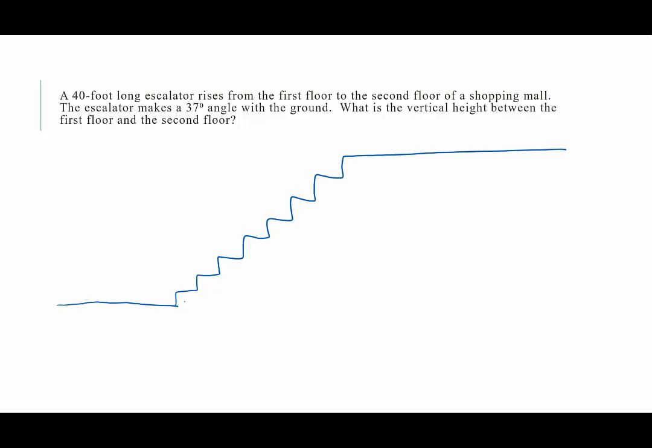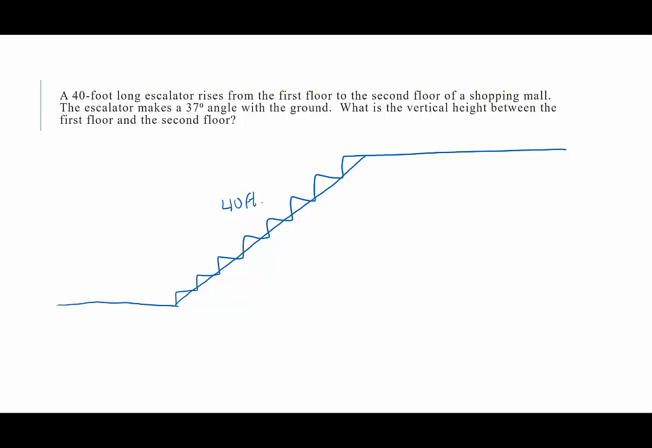Here's the first floor. And what we're really concerned with, not the steps necessarily. We're just going to put a line through there, which would be underneath the stairs. We're going to deal with that line. We know that this escalator is 40 feet. So we're going to put 40 feet here. And what we're interested in is the vertical height.